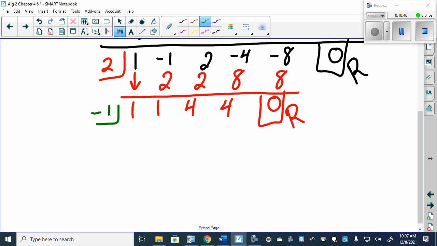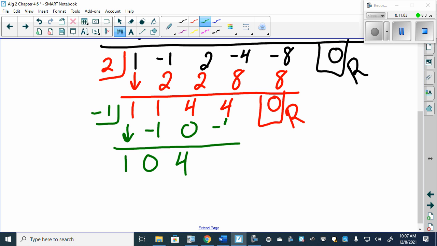Yes. Negative 1 times 1 is? Negative 1. 1 plus negative 1 is? 0. Negative 1 times 0 is? 4 plus 0 is? 4. Negative 1 times 4 is? Negative 4, and 4 plus negative 4 is? Well, how did we know negative 1 was going to work twice?